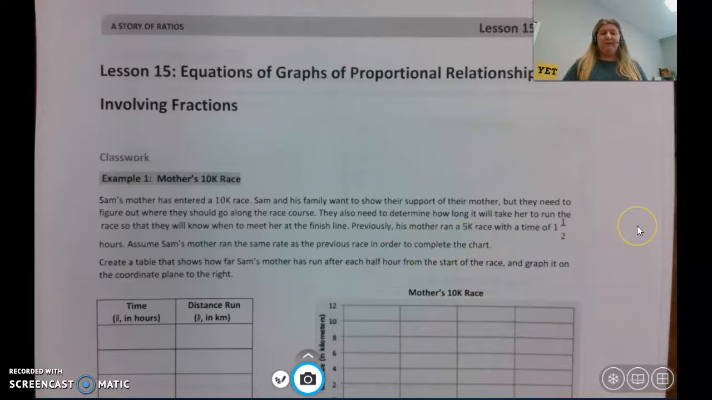Previously, his mother ran a 5K race with a time of 1.5 hours. Assume that Sam's mother ran the same rate as at the previous race in order to complete the chart. Create a table that shows how far Sam's mother has run after each half hour from the start of the race and graph it on the coordinate plane to the right.